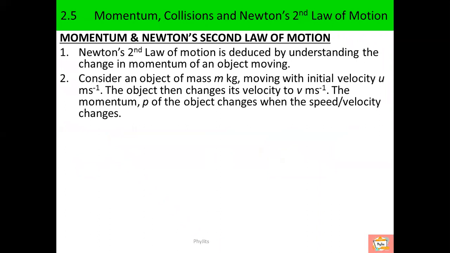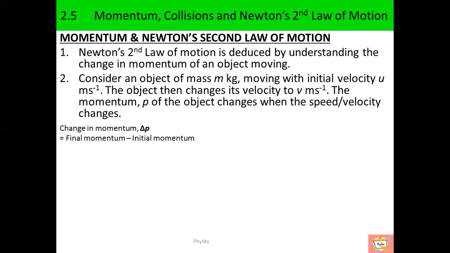And from understanding momentum, they actually came up with Newton's second law of motion. Because we know that when an object is moving, it can be moving faster, sometimes moving slower. So the speed or the velocity can change. When the velocity changes, it means the momentum changes. So momentum can change over time also. As speed changes over time, momentum also changes with time.